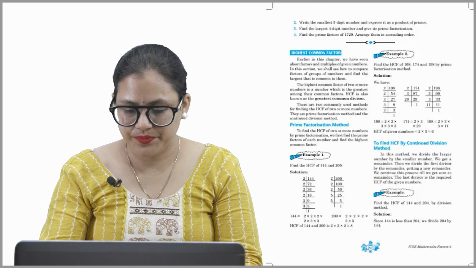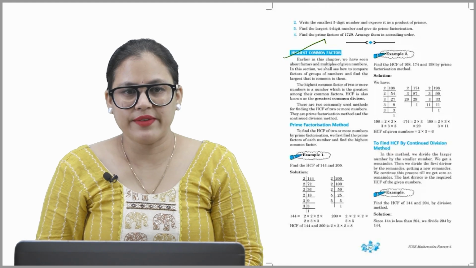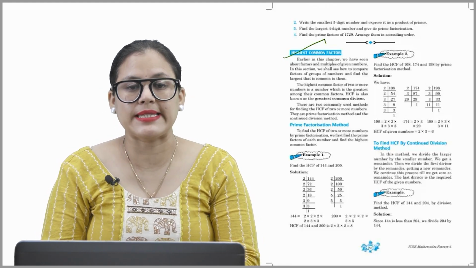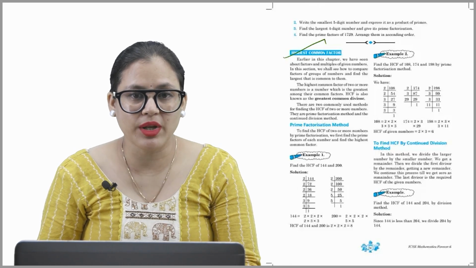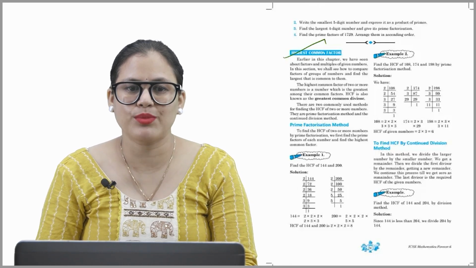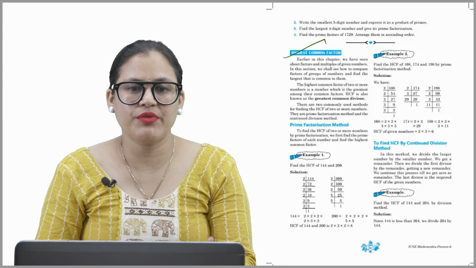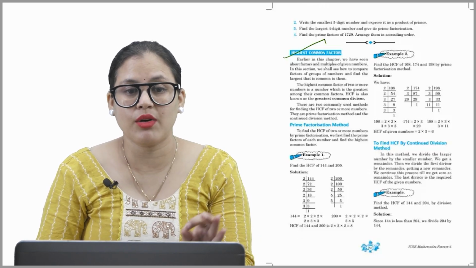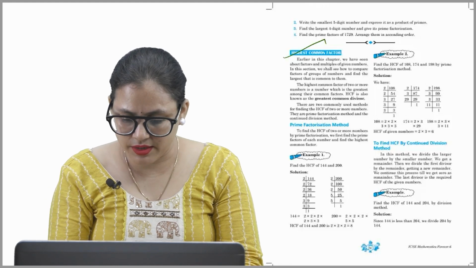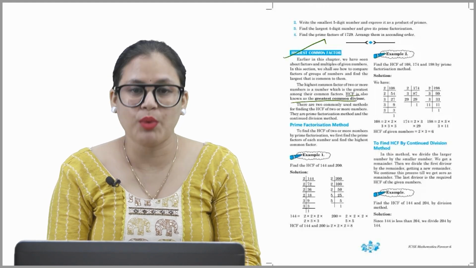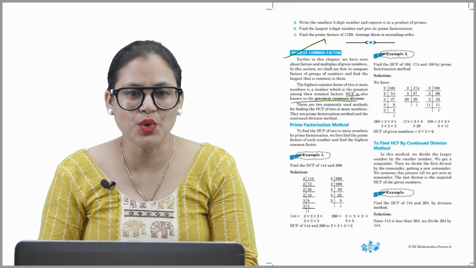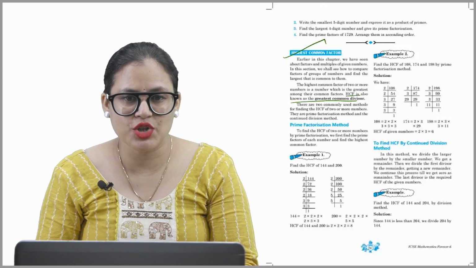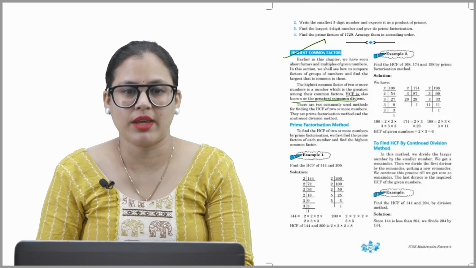Highest common factor. Earlier in this chapter, we have seen about factors and multiples of given numbers. In this section, we shall see how to compare factors of groups of numbers and find the largest that is common to them. The highest common factor of 2 or more numbers is a number which is the greatest among their common factors. HCF is also known as the greatest common divisor. There are two commonly used methods for finding the HCF of 2 or more numbers. They are the prime factorization method and the continued division method.